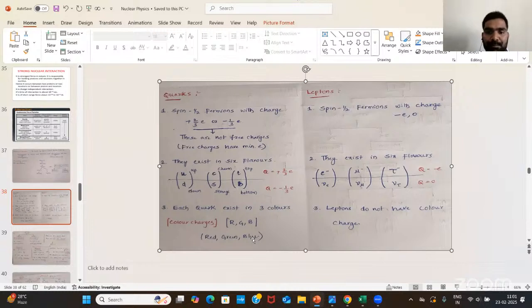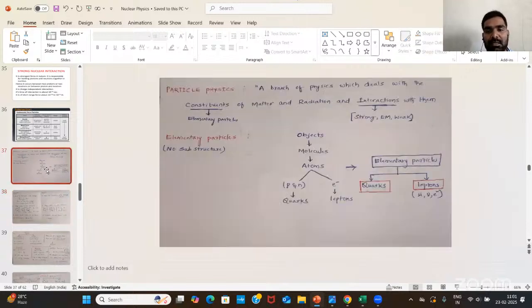Here, we have seen that elementary particles are basically divided into quarks and leptons. Quarks have 6 flavors: up, down, charm, strange, top, bottom. The first three, up, charm, top, have plus 2 by 3 each, and the below three have minus 1 by 3 charge.